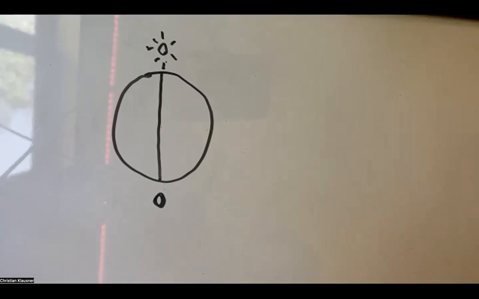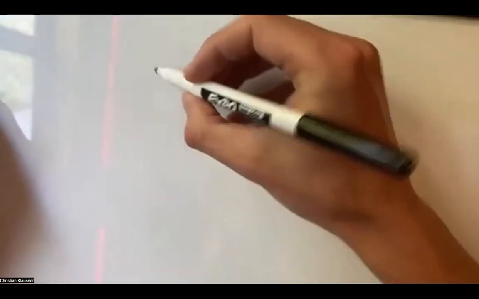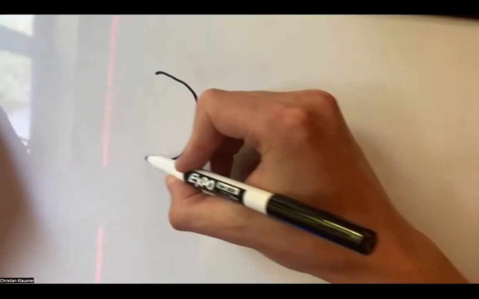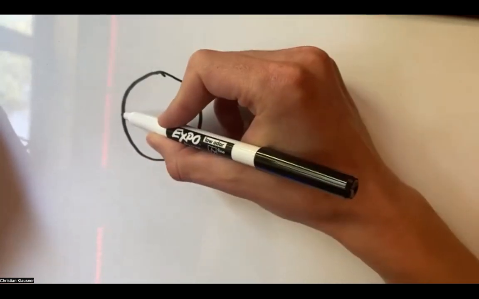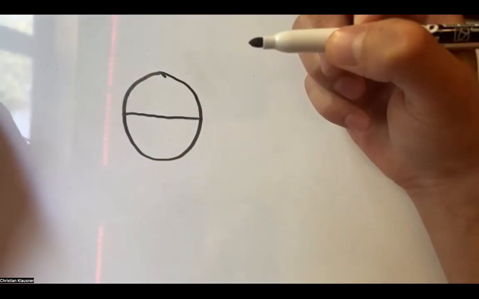So that's one duality you need to know. The next one is we're going to draw another circle. And this time we're going to cut it horizontally.